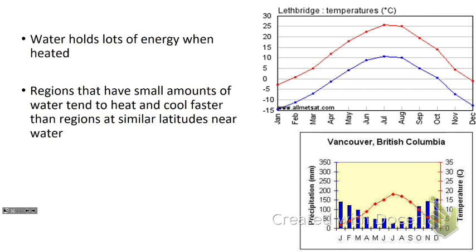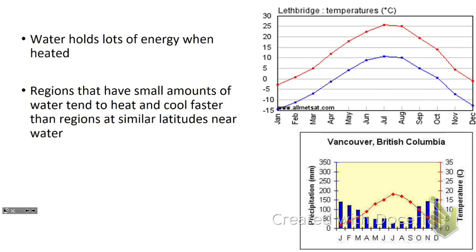But if you were to walk into a 100 Celsius pot of water, you would burn and you would probably die, right? So water is able to hold a lot of energy, okay? So with respect to areas on Earth, regions that have smaller amounts of water will tend to heat and cool faster than those regions that are near water.